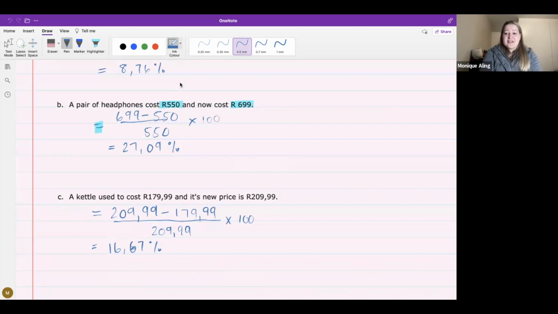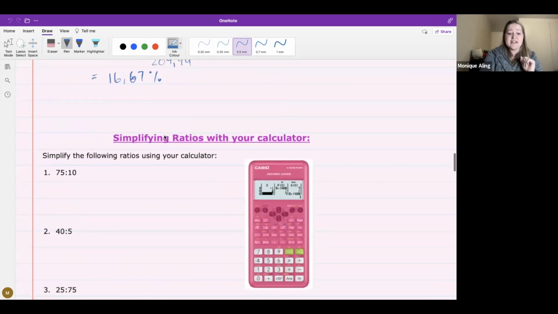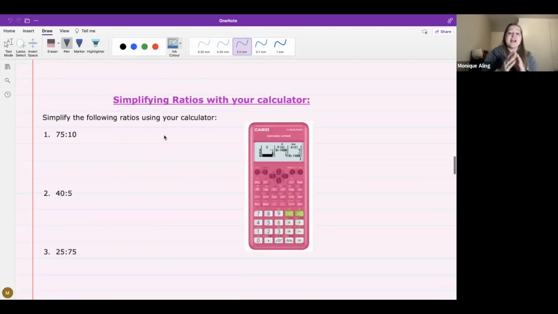Okay, so like I said, the main focus today is practicing using our calculator a lot, making sure we know how to use the right buttons and the right functions. So that was just basic stuff, putting that into our calculators, which all handled really well. So the next thing we're going to look at is simplifying ratios with your calculator. So let's have a look at the first one.